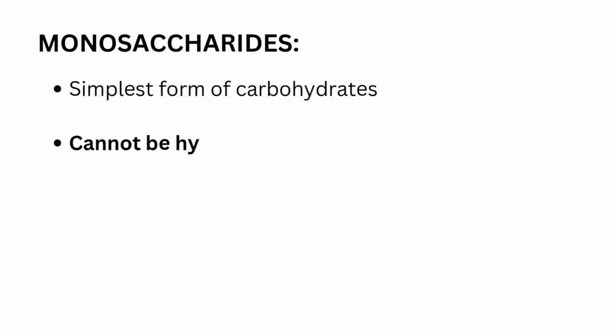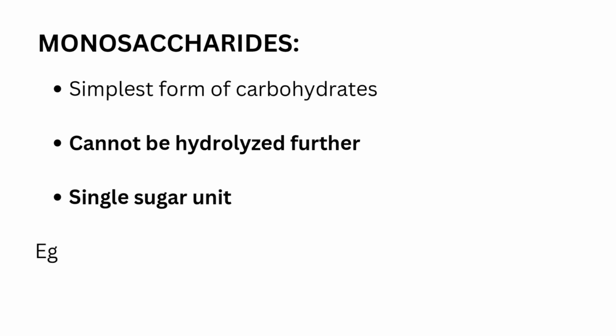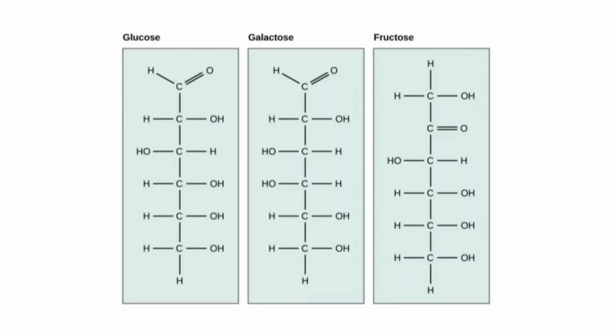Monosaccharides are the simplest form of carbohydrates. They consist of a single sugar unit and cannot be further hydrolyzed into smaller carbohydrates. They are directly absorbed in the intestine and serve as an immediate source of energy. Common examples of monosaccharides include glucose, galactose, and fructose. The above picture shows the structure of those monosaccharides.